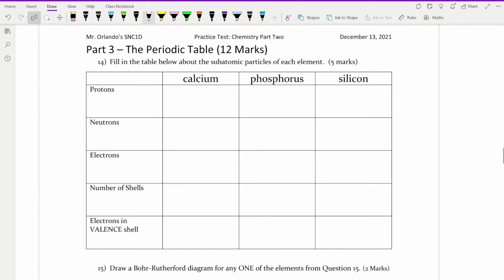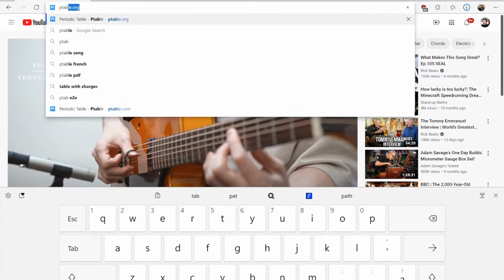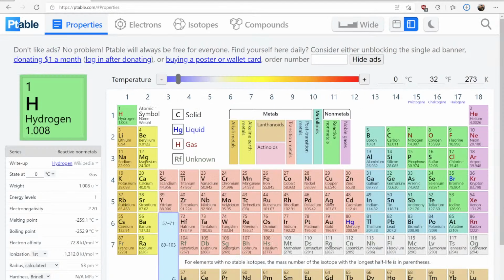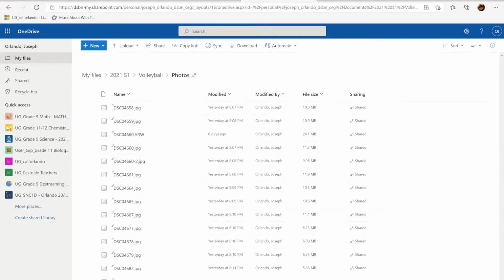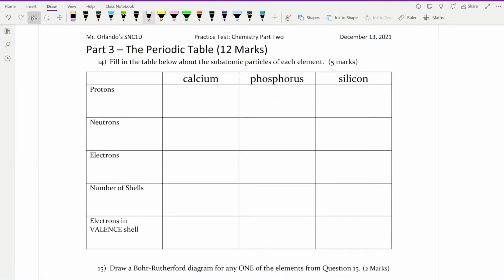Oh, we need the periodic table here. All right, let's see what we got. Okay, calcium. Well, if we look at the periodic table, calcium is number 20, with a mass of 40. So that 20 means that it has 20 protons, but it also means that it has 20 electrons.